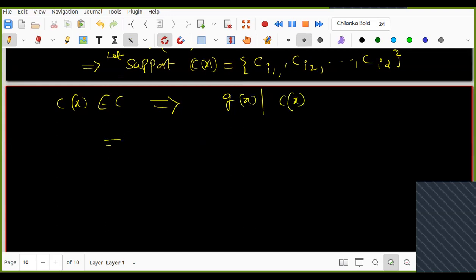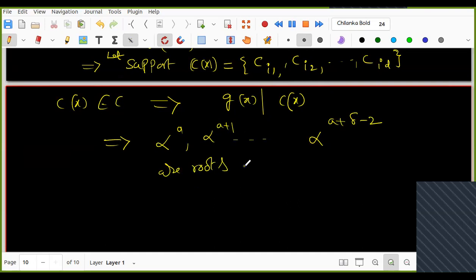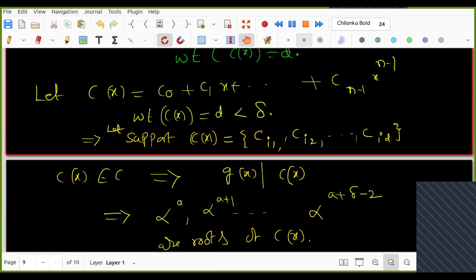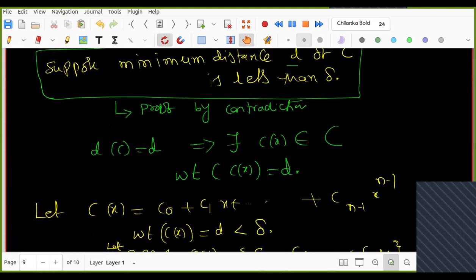So g(x) divides C(x), which means what do you know now? These alpha powers, a plus 1 and so on, can you say something about them now? They are roots of g(x), so they are already roots of C(x), right? Good, very beautiful.